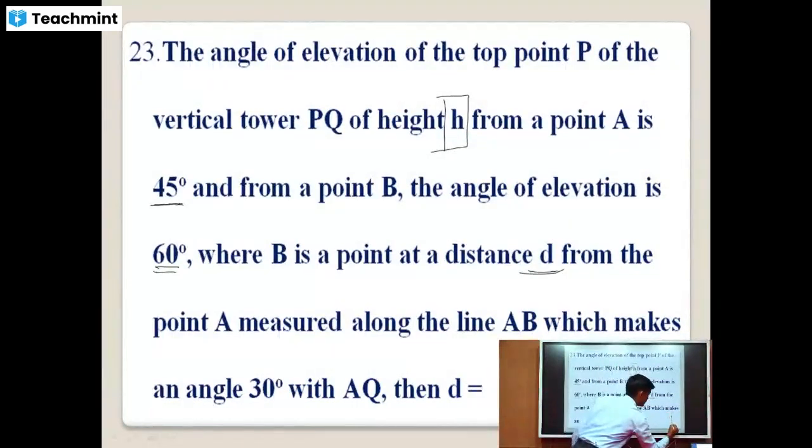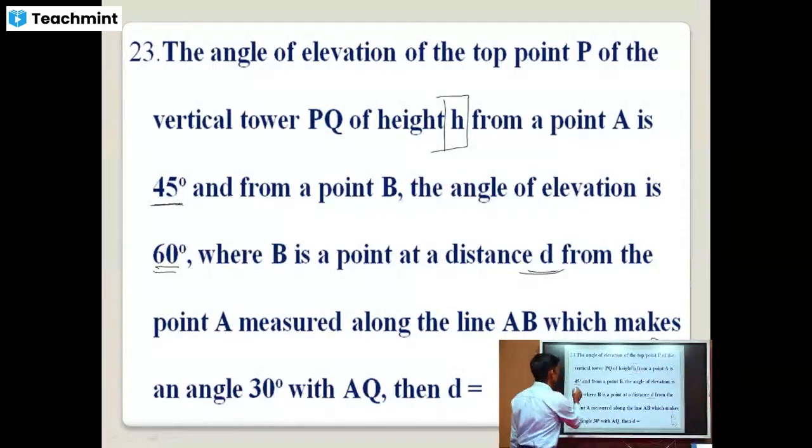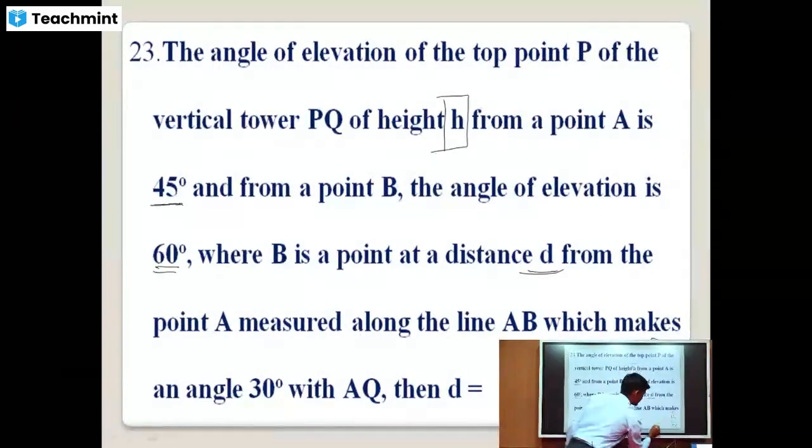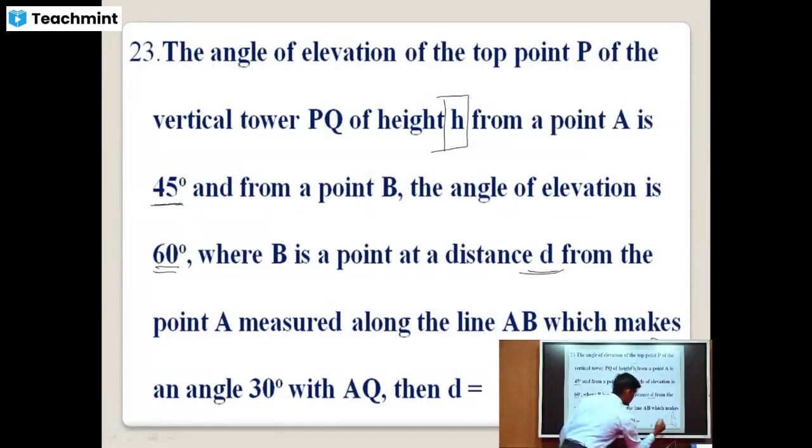See here, suppose this is the vertical tower PQ. h is the height of it, and A is a point. From point A, the angle of elevation is 45 degrees. And from a point B, the angle of elevation is 60 degrees. B is at a distance d, and the angle of elevation here is 60 degrees.